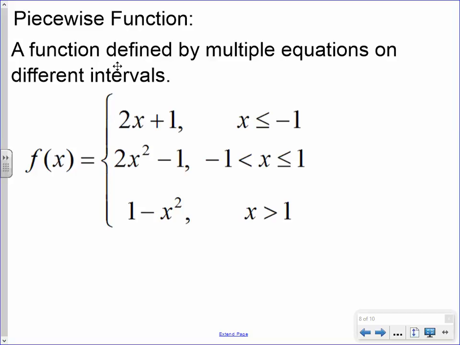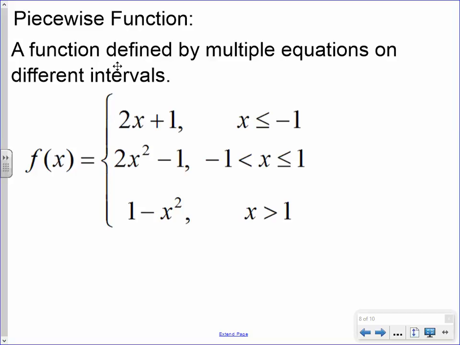Raise your hand if you remember seeing something that looks like this before. Only one person's raising their hand. I know you've seen it.